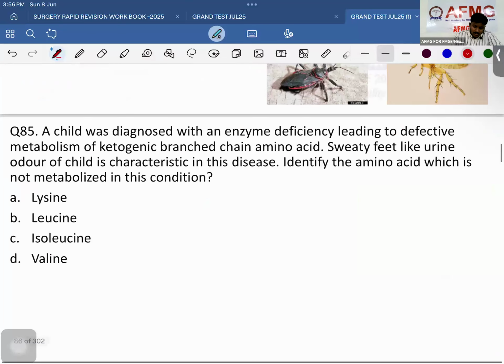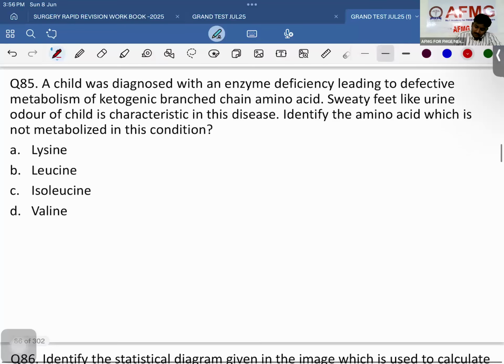Okay. If I talk about question number 85. A child was diagnosed with an enzyme deficiency leading to a defective metabolism of a ketogenic branched chain amino acid. Sweaty feet like urine odor of the child is characteristic in this disease. Identify the amino acid which is not metabolized in this condition.